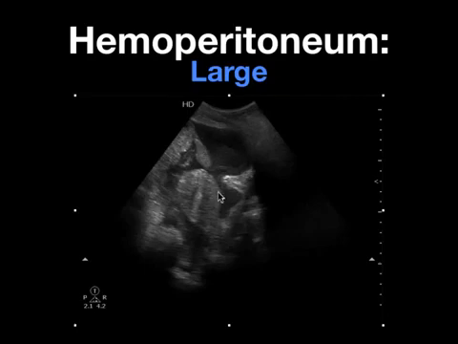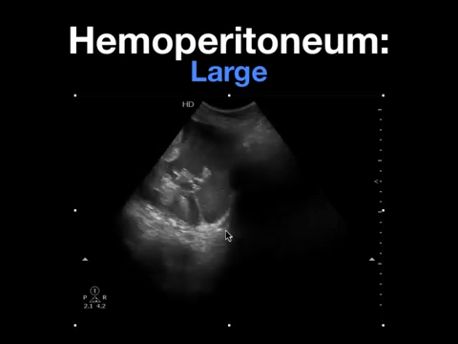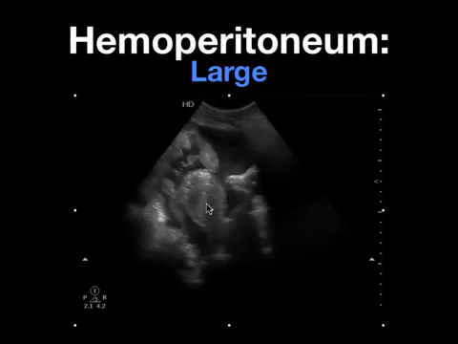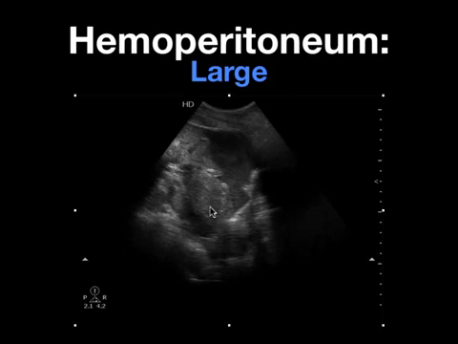And up here into the anterior cul-de-sac, there's a very large amount of complex fluid here. There's no intrauterine pregnancy seen. The findings of no intrauterine pregnancy and the presence of a large amount of complex free fluid is consistent with a ruptured ectopic in this pregnant patient.